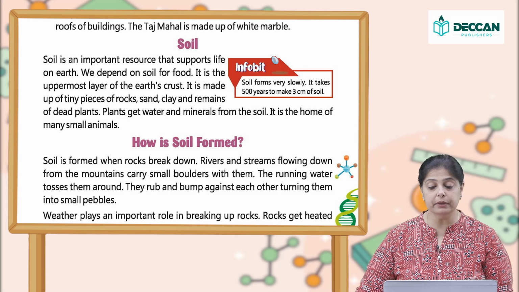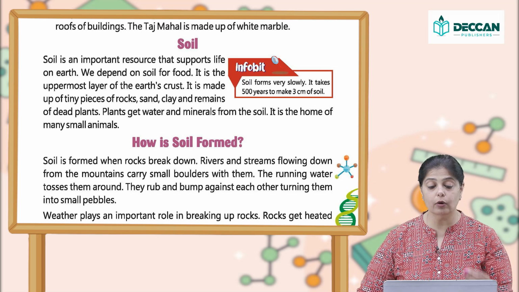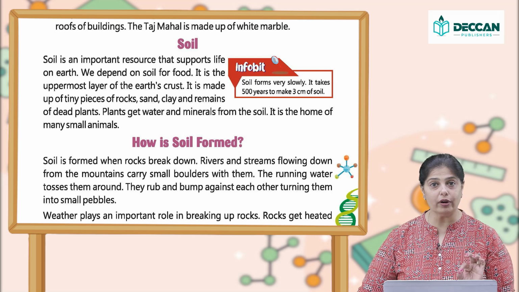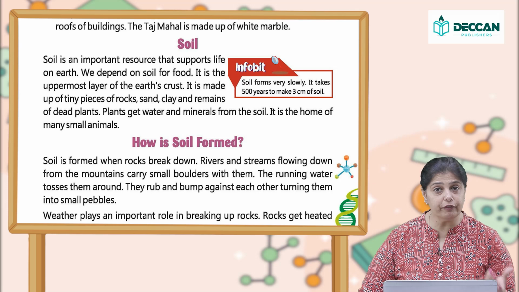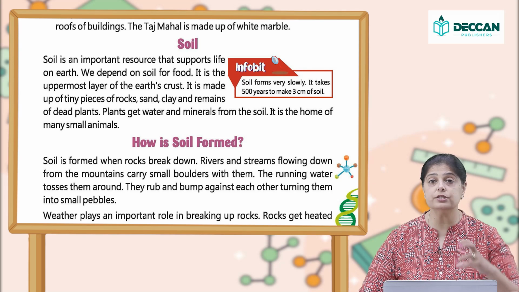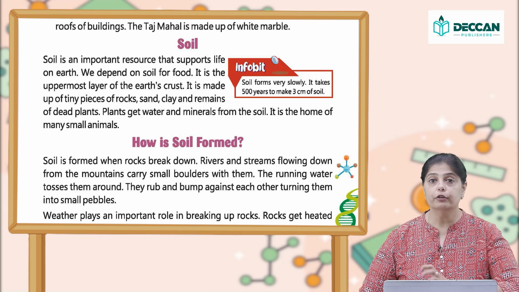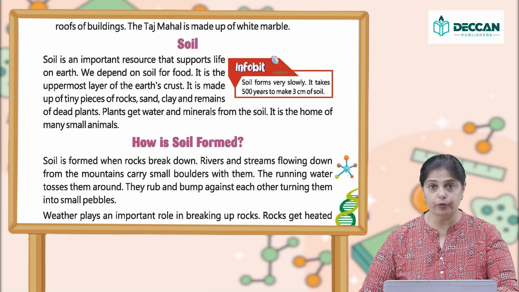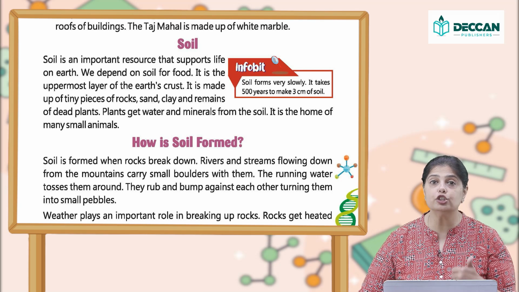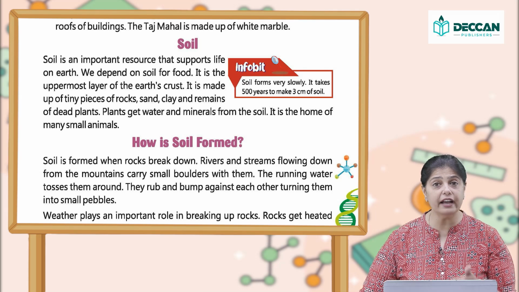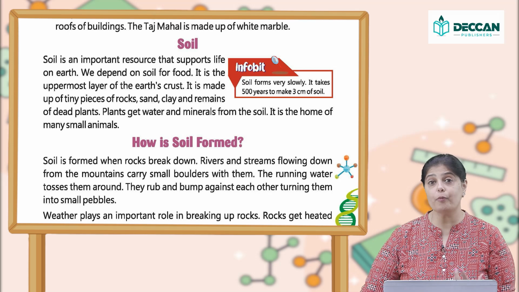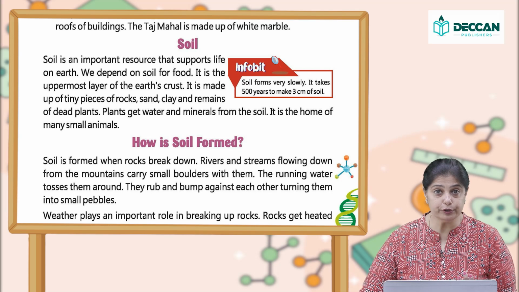Plants get water and minerals from the soil. It is the home of many small animals as well. Tiny animals live in the soil, earthworms and others live in the soil itself. All right, so the soil is the most important part for any plants to grow, for everyone. And soil forms very slowly. It takes 500 years to make 3 centimeters of soil. So much time is required for the soil to form.